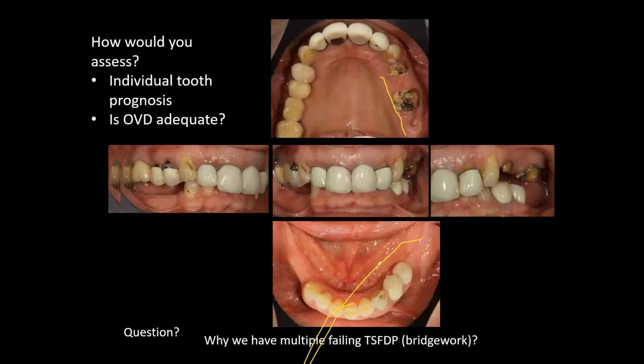But why would these restorations fail? Dr. Ahmed mentioned occlusion. Okay, that's fine, but the patient's been functioning for a long time. This bridge has been in situ for about 20 years. Why can they fail? If you look on the left side, you can see there's been a number of repairs. There are gum recessions around the posterior restorations, and there are gum recessions around the anterior restorations. Why is that?